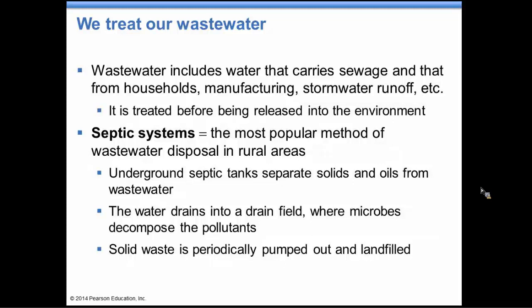In a septic system, wastewater runs from the house to an underground septic tank, inside which solids and oils separate from the water. The clarified water proceeds downhill to a drain field of perforated pipes laid horizontally in gravel-filled trenches underground. Yeah, you might not think about your septic system in this way, but it is quite complicated. And then after the gravel-filled trenches, microbes decompose pollutants in the wastewater that these pipes emit. Periodically, solid waste from the septic tank is pumped out and taken to a landfill.